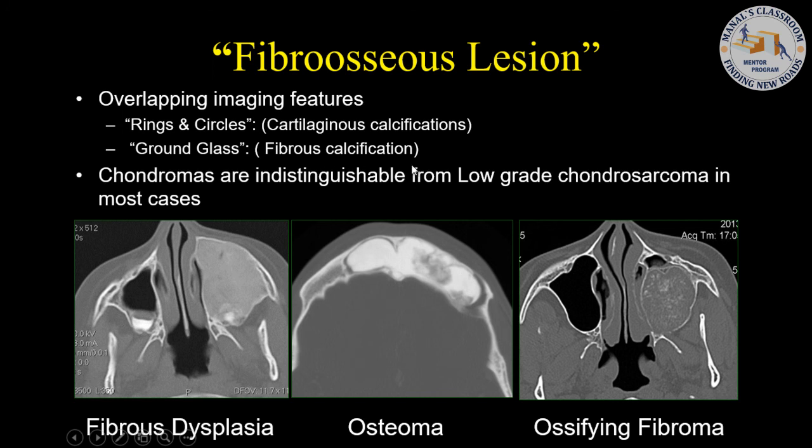Ground glass appearance, then you can think of the classic fibrous dysplasias. And just realize too that chondromas are indistinguishable from low-grade chondrosarcomas in most cases. So again, if I see something like this, I let the pathologist make the determination. So this is a classical example. If I see this, I'll say it's fibrous dysplasia, end of story. If I see this, I'll call it an osteoma, end of story. But if I see something like this, I don't know what it is. I'll just call this a fibroosseous lesion, and the pathologist tells me it's an ossifying fibroma.